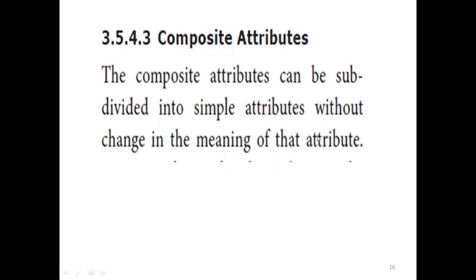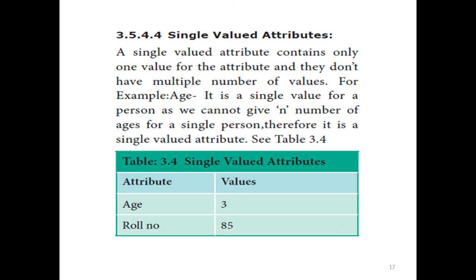Then what is a composite attribute? A composite attribute can be subdivided into simple attributes without change in the meaning of that attribute. Without changing the meaning of the attribute, we simply call it a composite attribute.